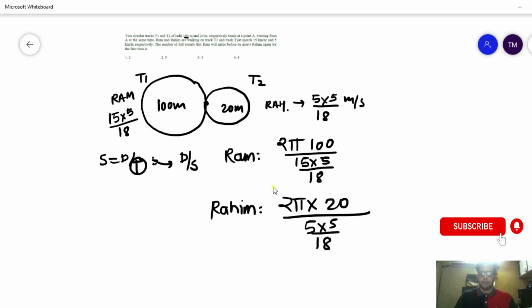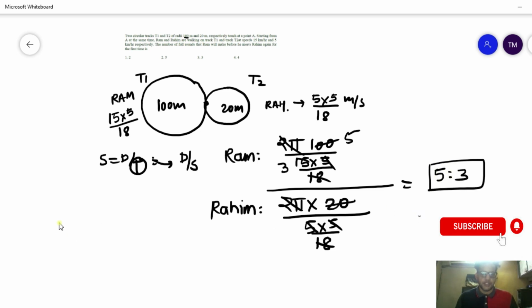Now if you divide them, 2 pi will get cancelled. 5 will get cancelled. 5 3s are 18 will get cancelled. So 25s are. So I have got the ratio of time taken by Ram to Rahim as 5:3. Hence the distance travelled by Ram to distance travelled by Rahim is 3:5.